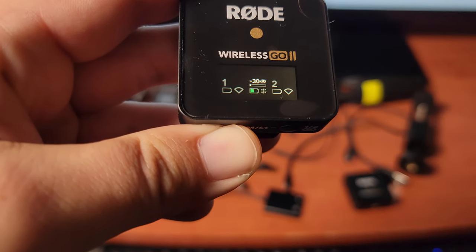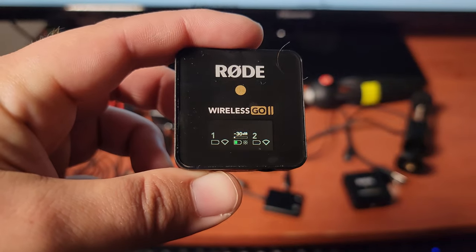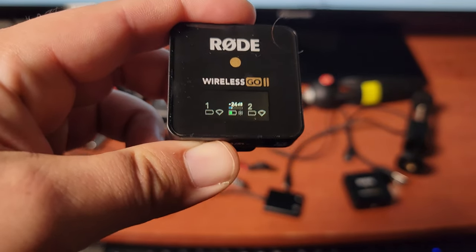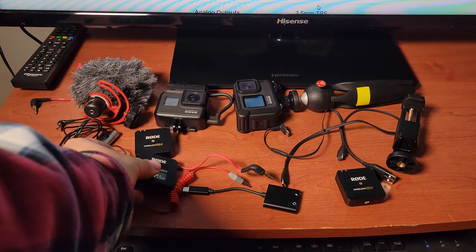So minus 30, apparently it was updated. So that is where it's at now. But I usually run it about minus 18. These mics pick up audio like crazy.